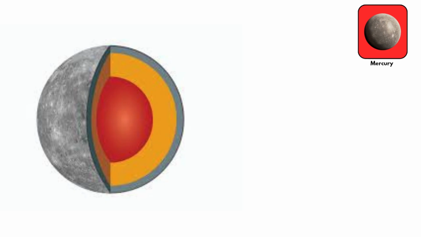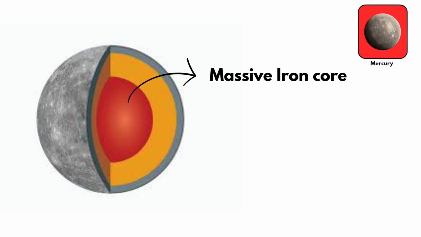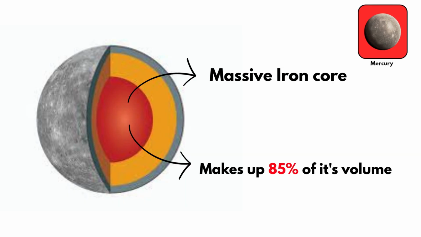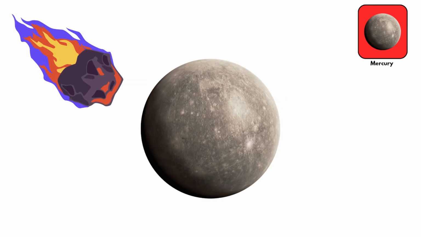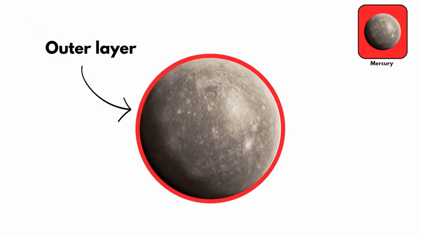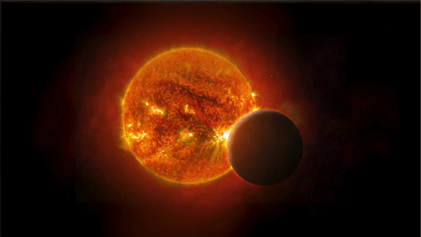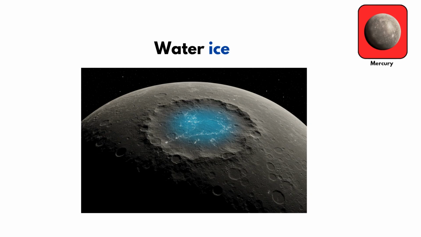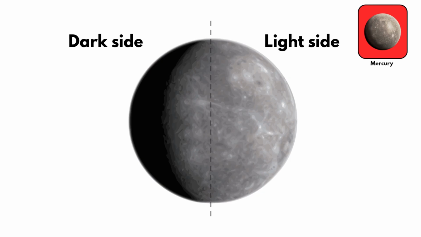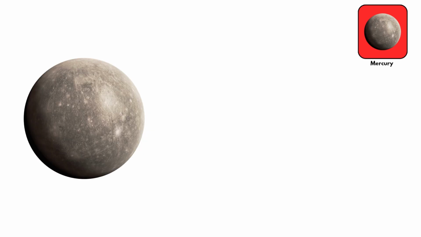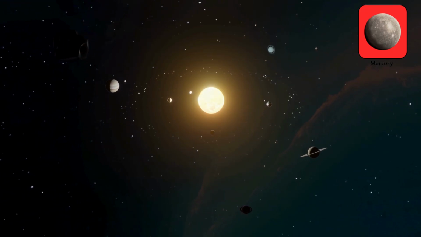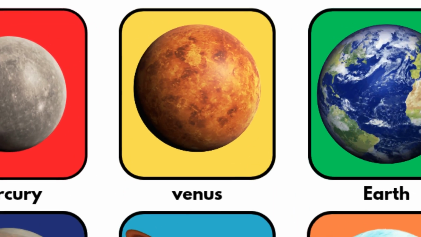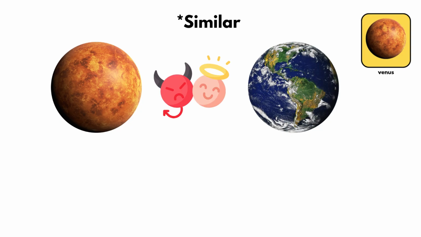And inside? Mercury hides an unusually massive iron core, making up 85% of its volume. Some scientists think it used to be much bigger, until something slammed into it and stripped away its outer layers. Oh, and despite being cooked by the sun, there's water ice in craters at its poles. Because those deep shadows never see sunlight, Mercury is like a cosmic fossil, preserving the violent history of the early solar system. Now say hello to Venus, Earth's evil twin.